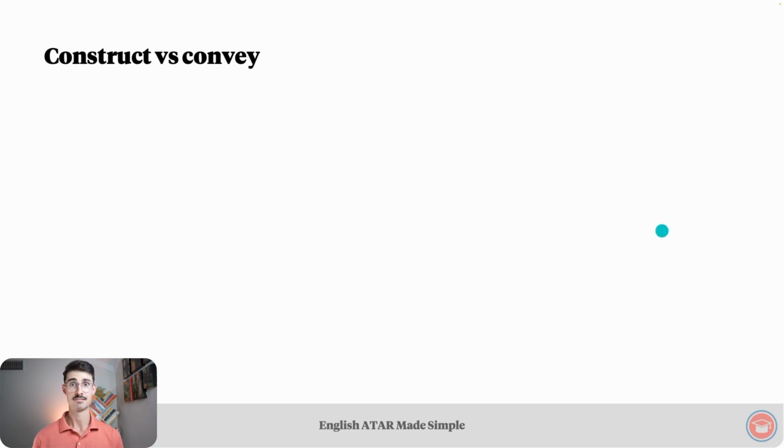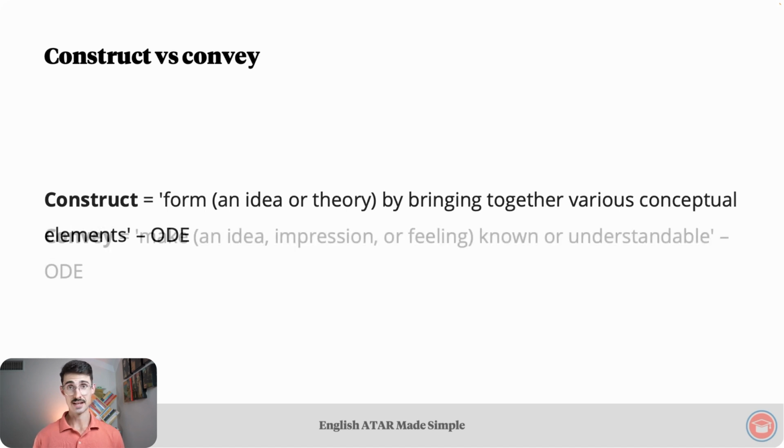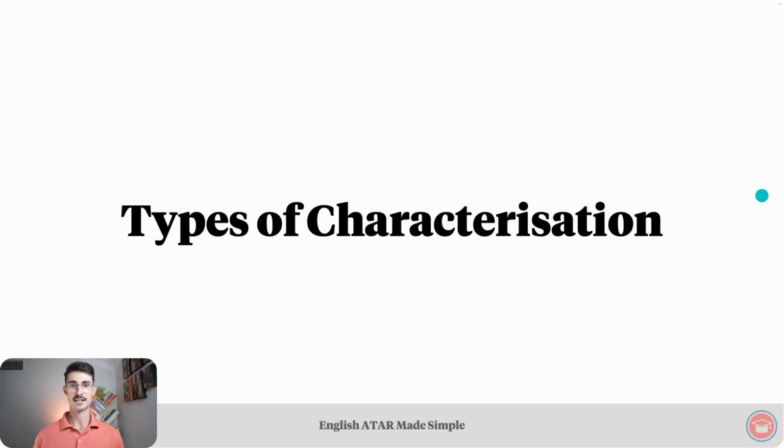Construct and convey. The Oxford Dictionary of English defines construct as form, in brackets, an idea or theory by bringing together various conceptual elements. On the other hand, it defines convey as make an idea, impression, or feeling known or understandable. So construct basically means to create something, whereas convey means to show something. And that leads us to our two types of characterization.